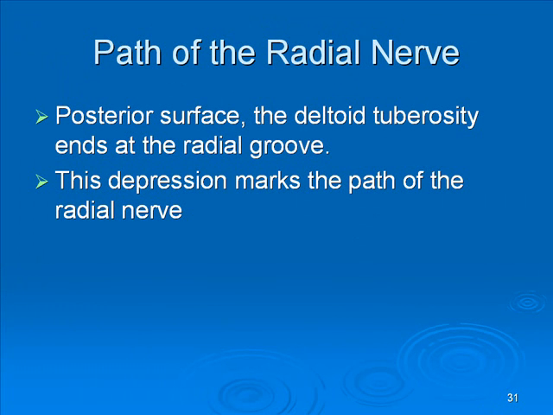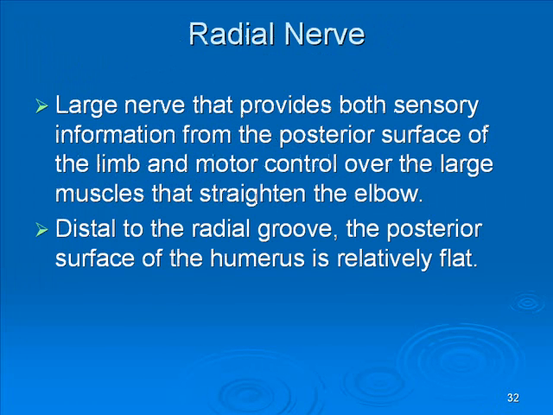And because we see it passing close to the deltoid tuberosity through the radial groove, it's closer to the bone at that point, and so fractures in the more proximal end of the bone can cause significant problems and may even lead to vascular or nerve damage because of the path of the nerve. The radial nerve, a large nerve, provides both sensory information to the posterior surface of the limb and motor control over the large muscles that straighten the elbow.